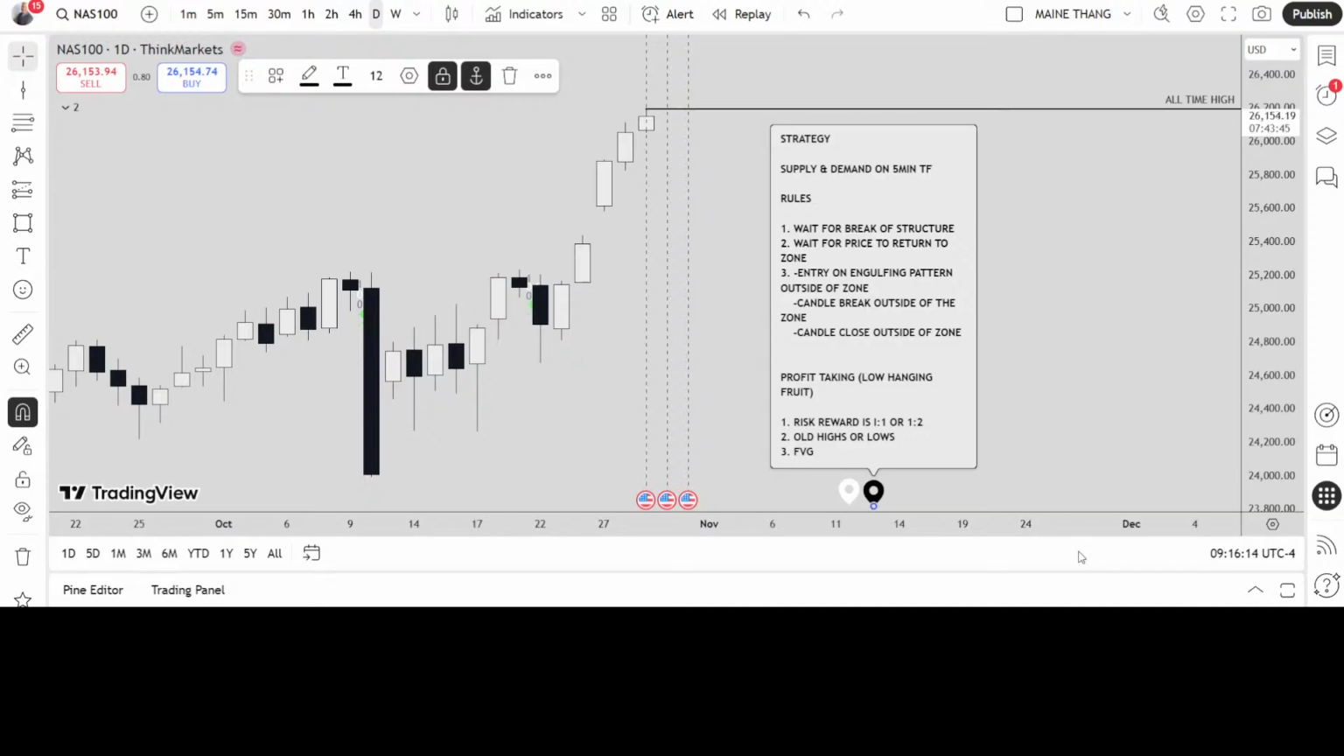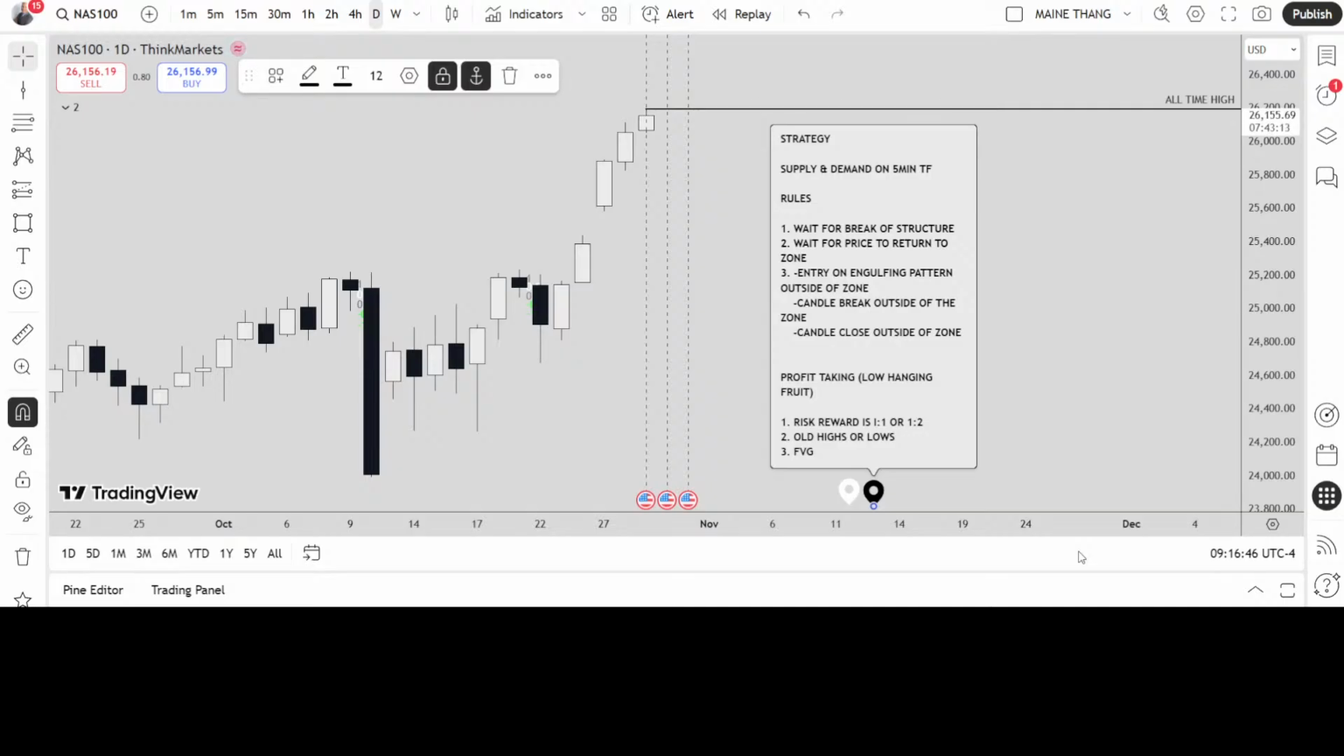Real simple, real concise. Our strategy is supply and demand on a 5-minute time zone. We're in it for a short time, not a long time. Rules are: wait for breaker structure, which I'll show you during this live. Second rule is wait for price to return back to your demand or supply zone. And lastly, the third rule is your entry. How we enter: we have 3 entry patterns you can take.